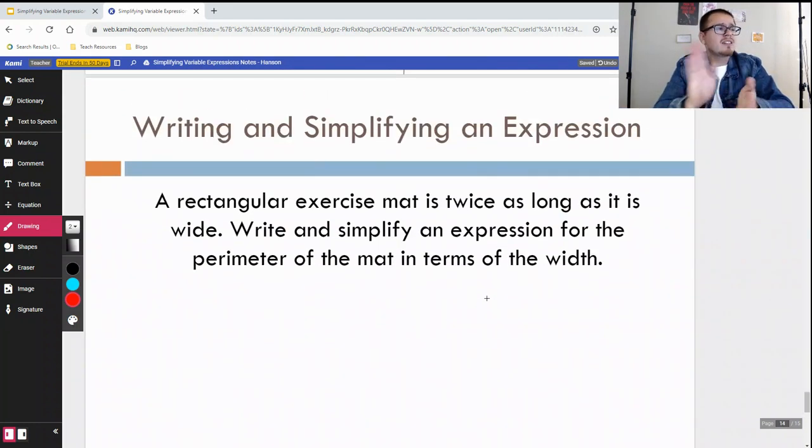So here's the challenge before you get out of here. An exercise mat is twice as long as it is wide. Just write the expression. Make that happen. So what we learned today, let's recap real quick.